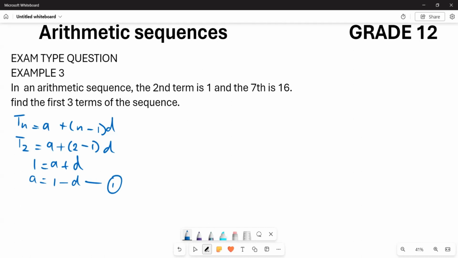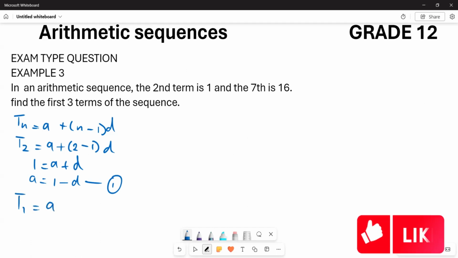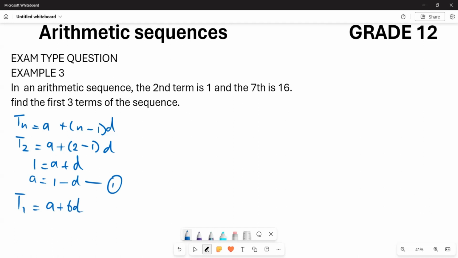For the second one, now that you can see the pattern, your term 7 is going to be given by a + 6d. Remember here it was 2 subtract 1, so there it's going to be 7 subtract 1 and then multiplied by d. Your term 7 is 16, so this is the same as 16 = a + 6d. This is regarded as our equation number 2. And now you can solve these simultaneously.